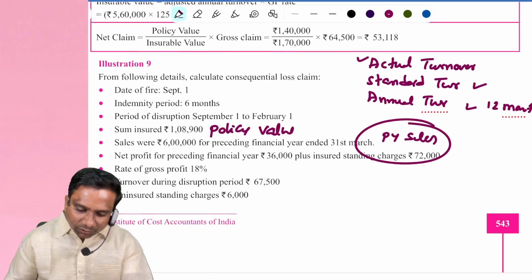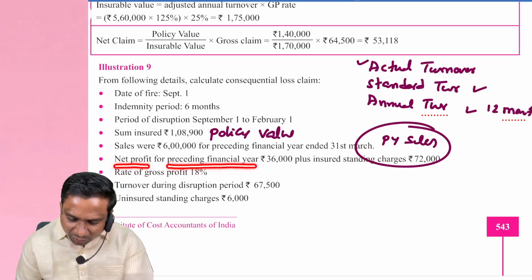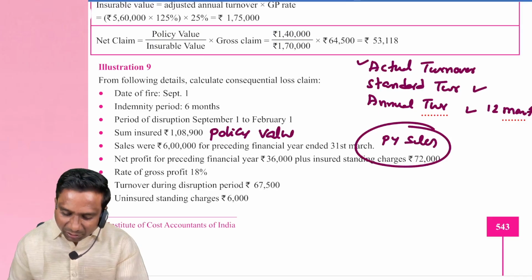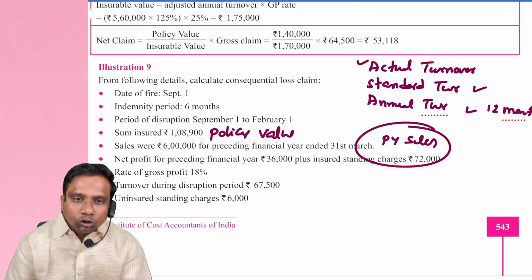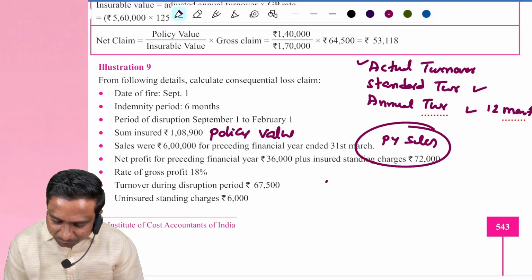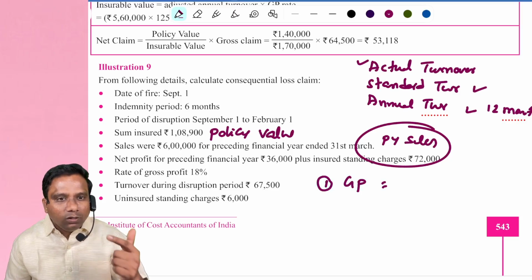Okay, next one. Net profit for the preceding financial year is 36,000, plus insured standing charges 72,000. With this information, what can you calculate? First step, you can calculate gross profit now.